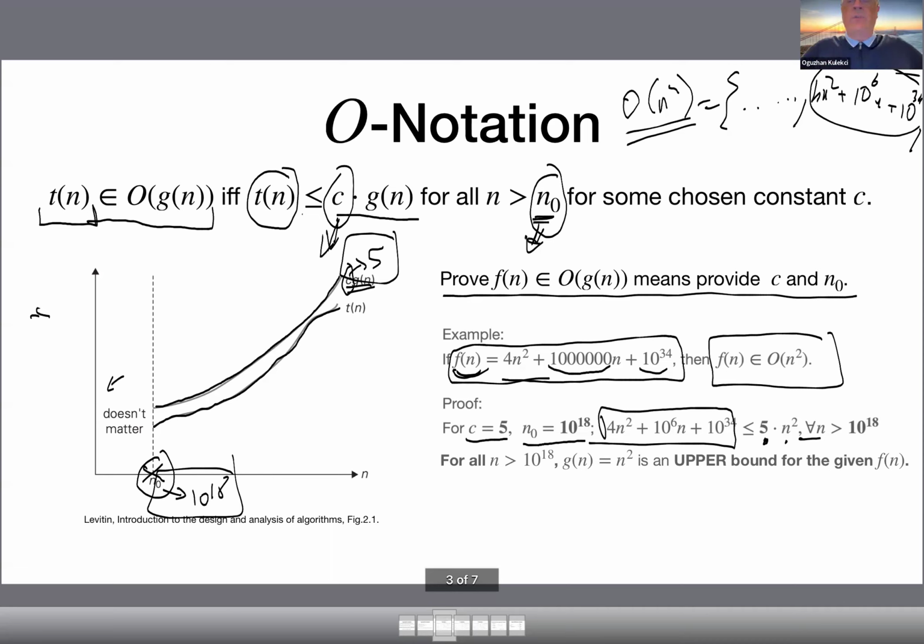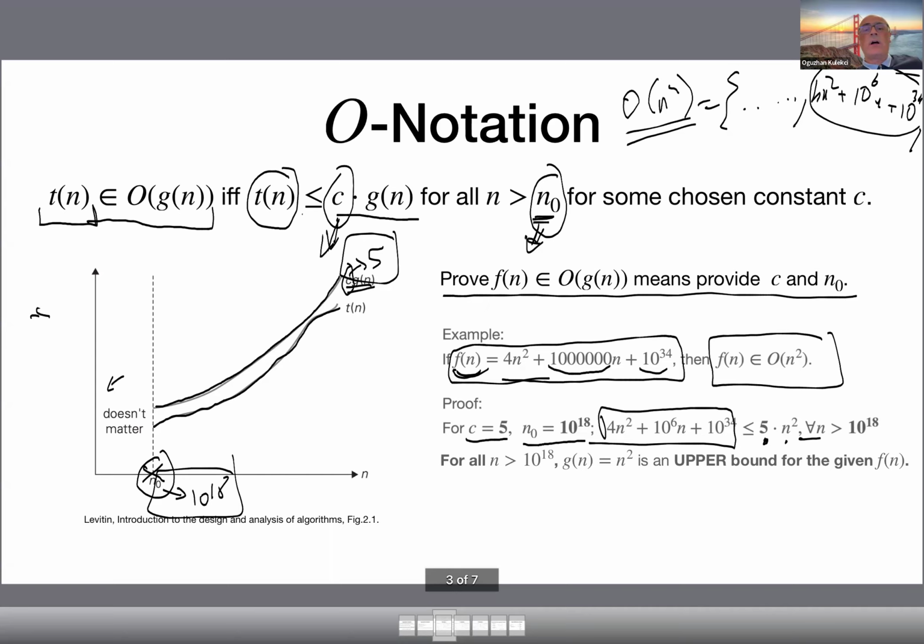Since by choosing those c and n0 values, I can prove mathematically that this inequality f(n) less than or equal to c g(n) holds, we say that the upper bound for this f(n) is n squared. In other words, g(n) = n squared is an upper bound for the given f(n) function. So this is called the big O notation.